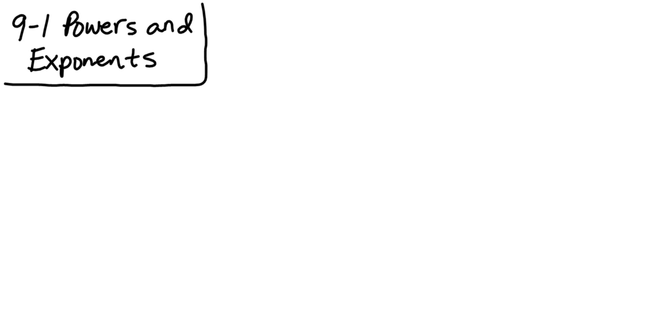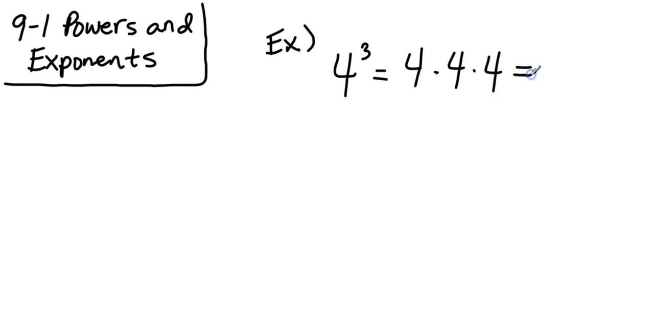If I have, let's say, first example, 4 to the third power. The 3 is the power, or the exponent, which means I need to take the 4 and multiply it by itself 3 times. And if they ask you to actually solve this, you would take 4 times 4, which would give you 16, and then 16 times 4 gives you 64.